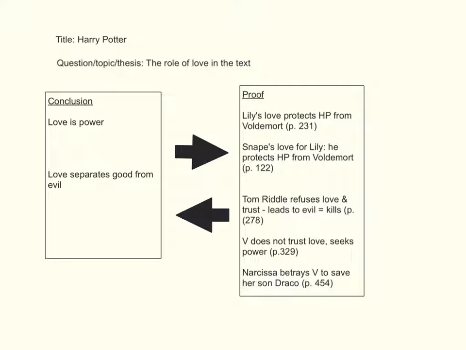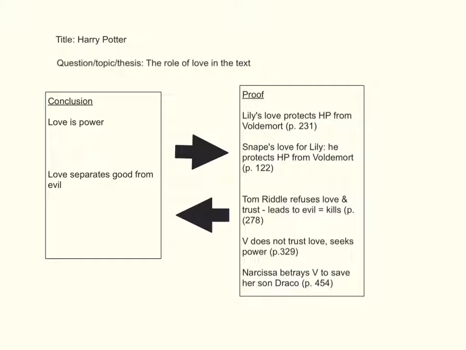Now, where can we find the evidence for the two conclusions, love is power and love separates good from evil? Well, if we reread the texts and look carefully, we find examples, for example, on page 231, where it says that Lily's love protects Harry Potter from Voldemort. Now, Lily is Harry Potter's mother, and she died in an act of love to protect Harry Potter. That means that he's protected by her charms, so that Voldemort can't kill him.